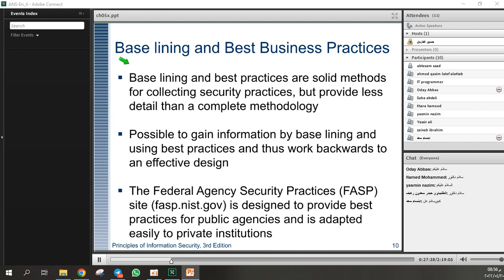Okay, and even one more good reference. You know, my first reference was the ISO 27000 documents. The second one was the NIST 800-14 recommendations. The third one is using baselining and best practice in different businesses.